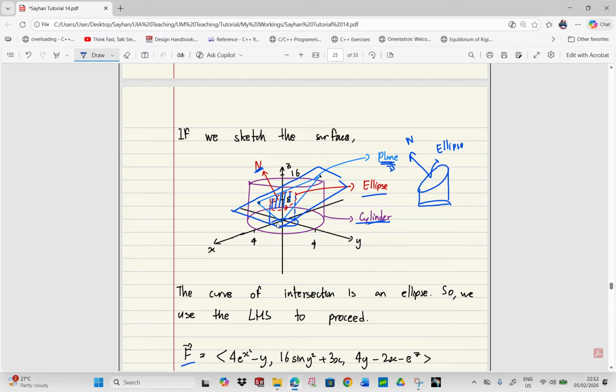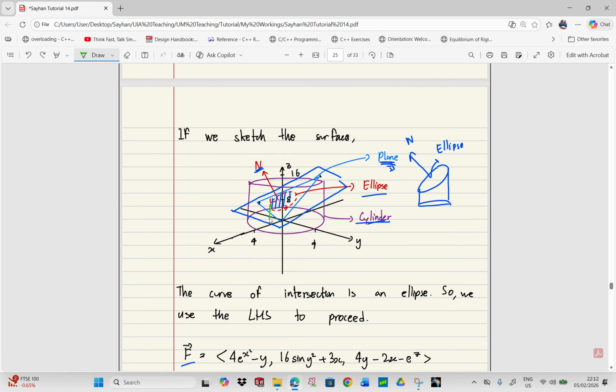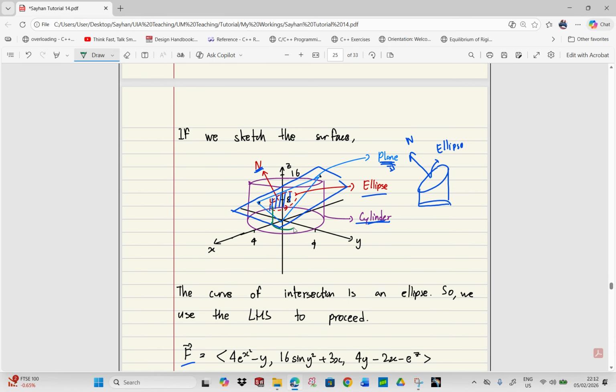The circular base. I think I'll use a different color, because it's hard to see this one. Let me use green. This is too light, you can't see it clearly, so let me use a darker green. Great. So basically the circle will be projected up to the ellipse.